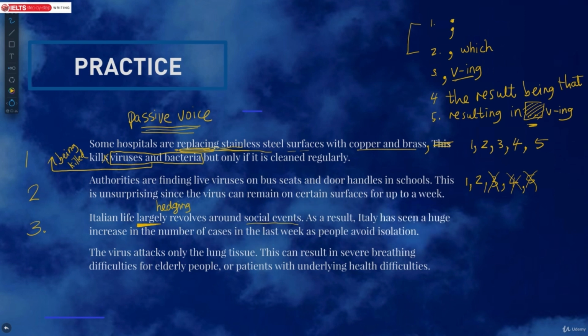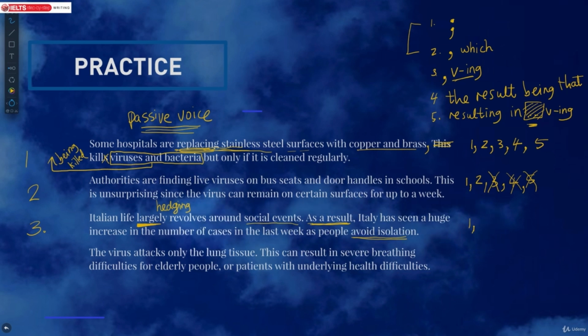As a result, Italy has seen a huge increase in the number of cases in the last week as people avoid isolation. People don't like to be stuck indoors away from their friends. Perhaps that's true. Okay, so as a result suggests we can use number 4, number 5. Let's see if we can use number 1 first of all, and I would take away the words as a result. So, Italian life largely revolves around social events, semicolon, Italy has seen a large increase in the number of cases in the last week as people avoid isolation. Yes, you could use number 1 here. Just take away as a result.